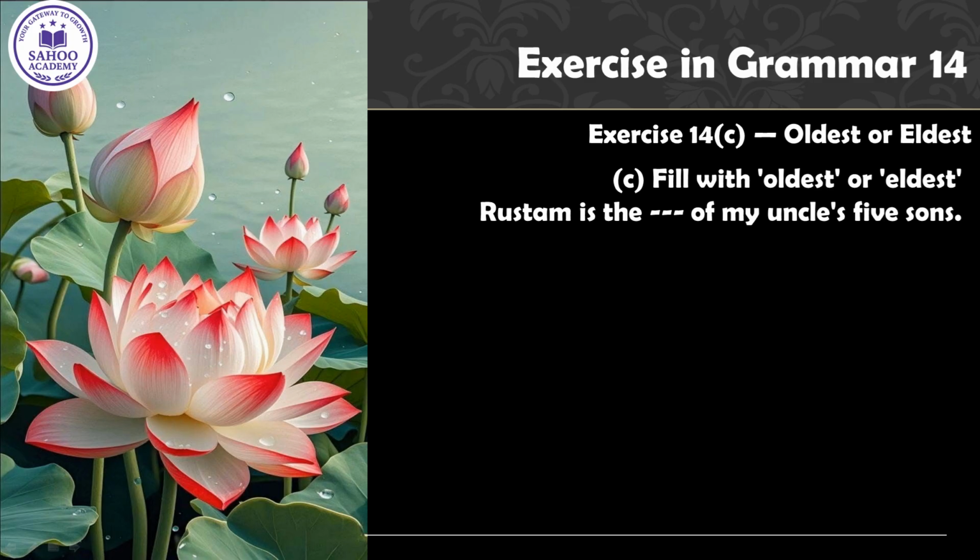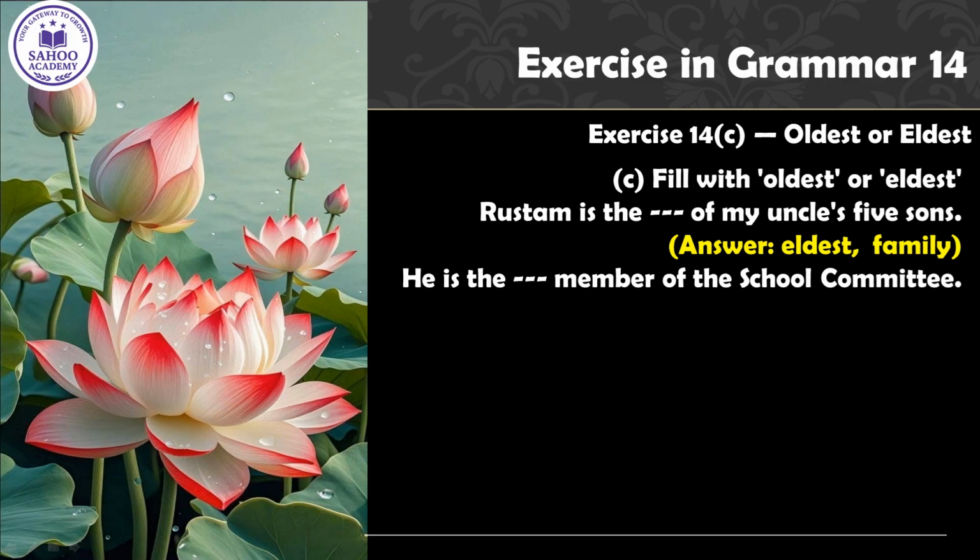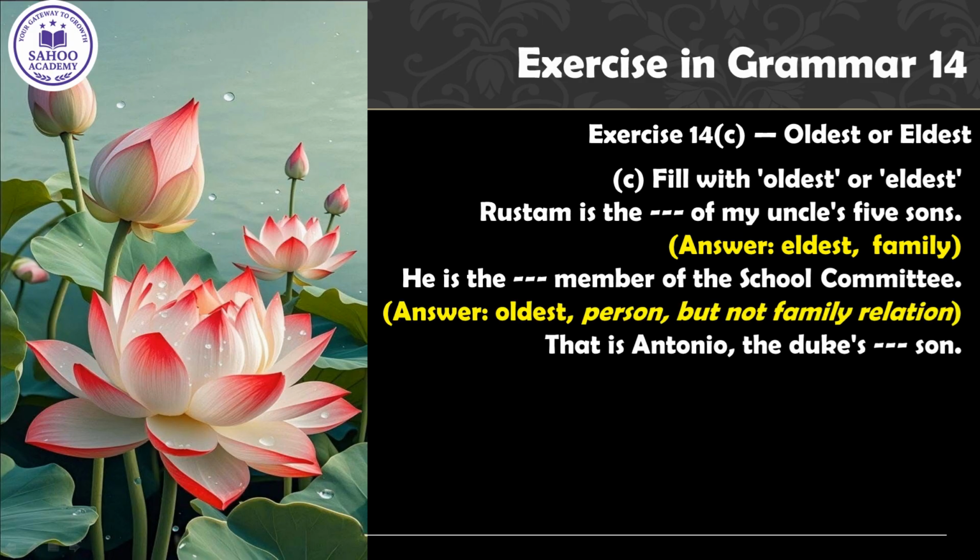Now let's solve the sentences one by one. Rustam is the dash of my uncle's 5 sons. Here Rustam is one of the sons in a family. So the correct answer is eldest. So the answer will be: Rustam is the eldest of my uncle's 5 sons. Clear? Now the second one: he is the dash member of the school committee. Think about the answer. Yes, this is not a family relationship. This is a group or a committee. Clear? So we use oldest. So the sentence will be: he is the oldest member of the school committee.